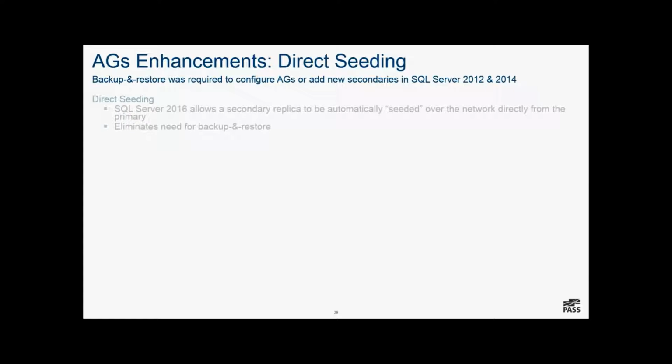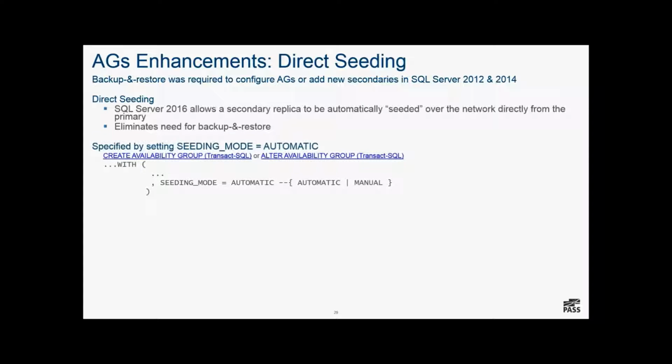Many of you probably haven't heard of this yet, even if you work with availability groups all the time. Traditionally, backup and restore was required to configure AGs, explicit backup and restore, or doing something equivalent through the UI. And you also had to use backup and restore to add new secondaries in SQL Server 2014. But now we have direct seeding. And this just basically allows you to create an availability group through the wizard. No explicit backup and restore. SQL Server just streams a backup across the wire.